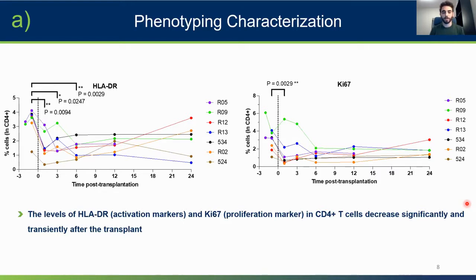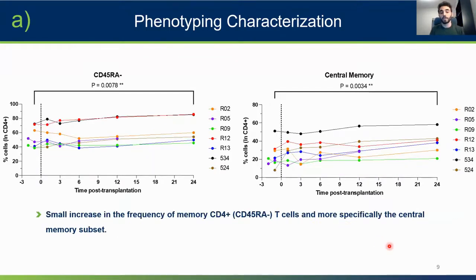So the next few graphs I will show are the frequency of cells expressing different markers. So each donor has its own color. And what we see is in the months following the transplant, we do see a more significant decrease in the expression of HLA-DR, which is an activation marker, and Ki67, which is a proliferation marker. We also see a small but significant increase in the frequency of cells that are CD45RA negative, so the memory subtypes. And more specifically, that increase was seen in the central memory subtype.